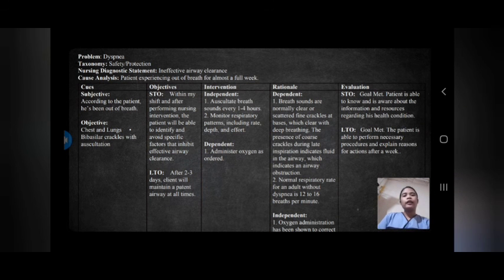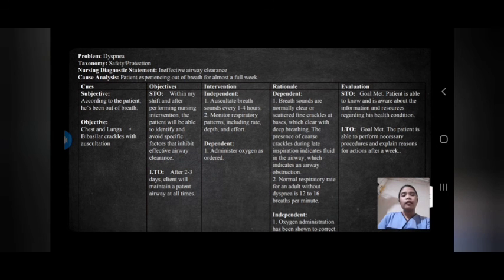Its subjective data, according to the patient, he's been out of breath. And its objective data shows chest and lungs with basilar crackles on auscultation. The short-term objective: within my shift and after performing nursing interventions, the patient will be able to identify and avoid specific factors that inhibit effective airway clearance. The long-term objective: after 2 to 3 days, the client will maintain a patent airway at all times.